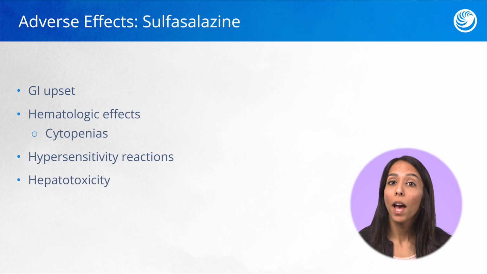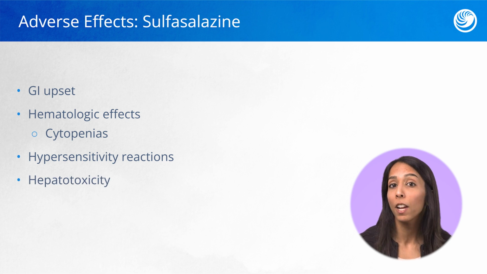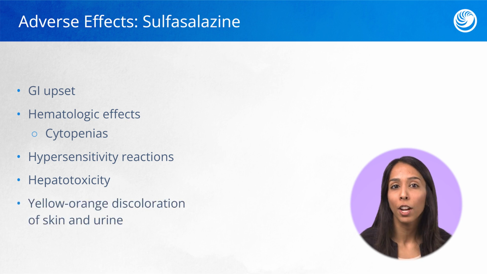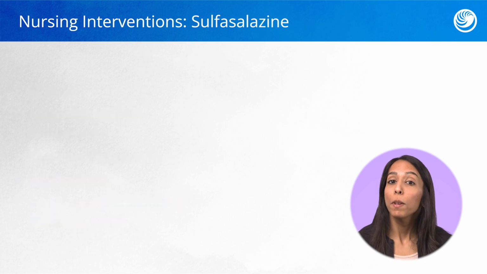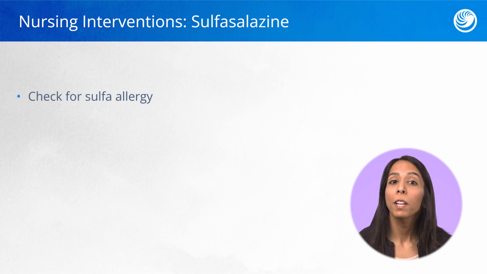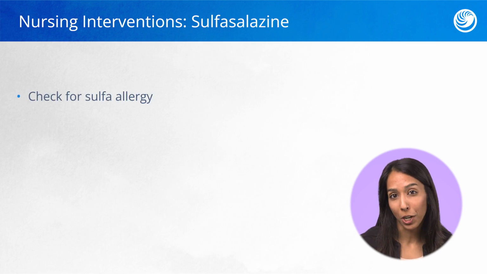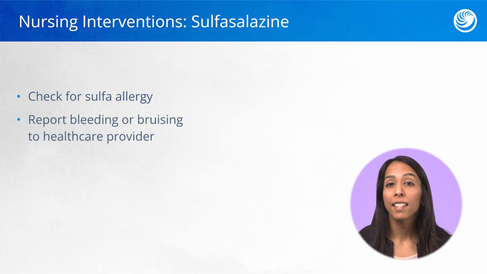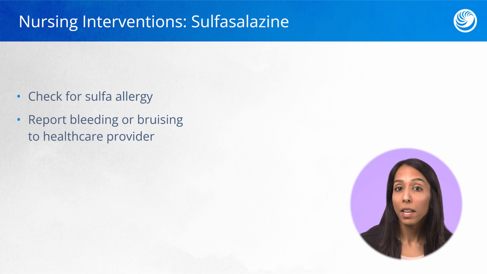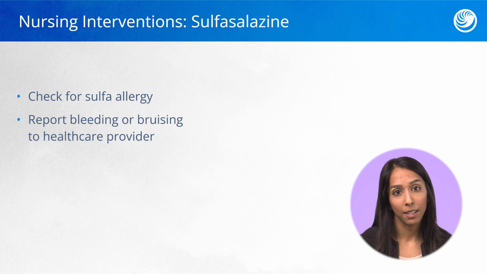Although rare, hepatotoxicity leading to hepatic failure can also occur. Finally, this drug may cause a yellow-orange discoloration of the skin and urine, but this is harmless. Because of the risk of cross-reactivity in clients with a sulfa allergy, presence of this allergy should be checked before giving this drug. Any signs of infection or unusual bleeding or bruising should be reported to the provider, as this may indicate presence of a hematologic adverse effect.